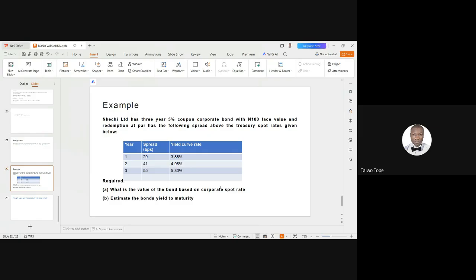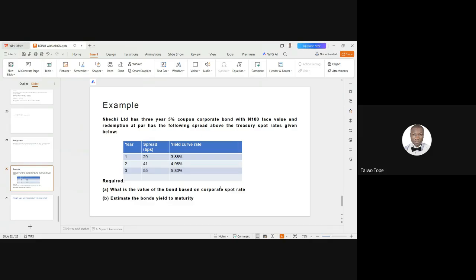Looking at the question, is it a redeemable bond or irredeemable? It's a redeemable bond. Since it is redeemable, the question is asking you to calculate the value of the bond. When you are calculating the value of the bond, that is the market value, the price.